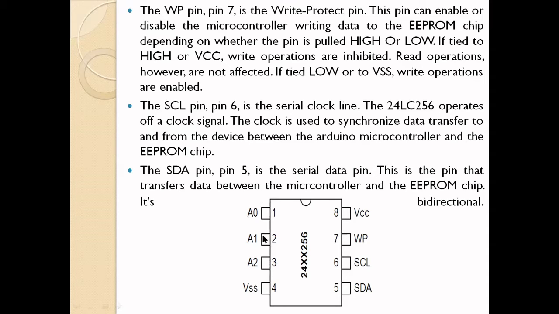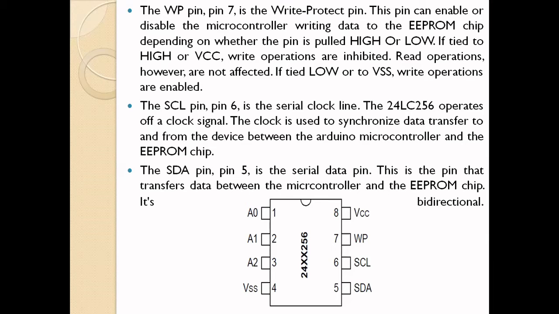010 means third memory. 111 means eighth memory will be selected. So maximum, by using this EEPROM, we can connect 8 memories. Each memory capacity is 256 kilobytes. So maximum we can connect 8. Suppose we need more memory, then we can go for some other IC.